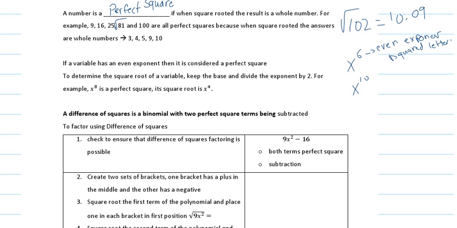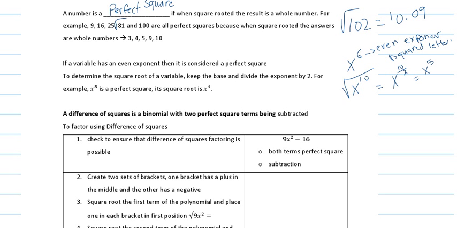Now, how can I take the square root of these letters? If I ask you, what is the square root of x to the power of 10? The answer is going to be x to the power of 5. What you do is take the exponent and divide it by 2. So anytime you're square rooting a letter, you divide the exponent by 2. That's why we want them to be even exponents, because then they're divisible by 2. Otherwise, they won't be.